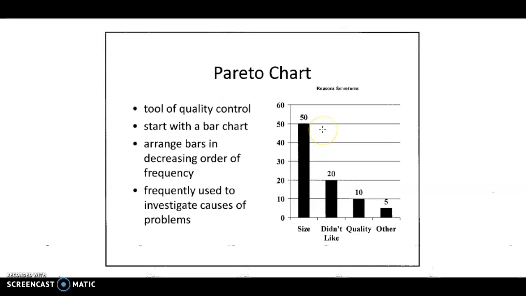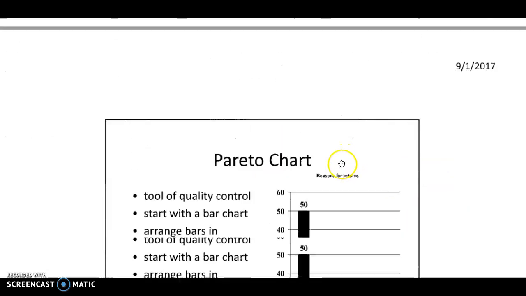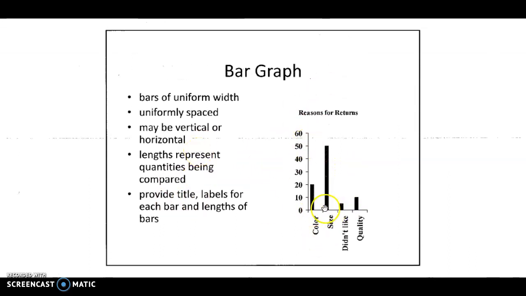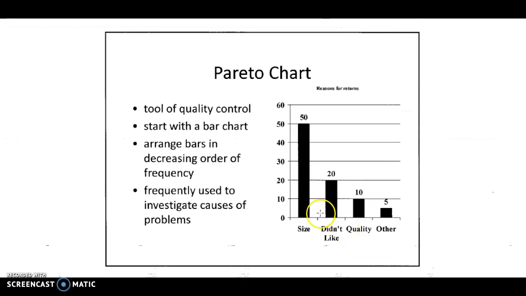A Pareto chart is a bar graph that goes in descending order. You start with the biggest one first, and then you put everything smaller after that. So 50, 20, 10, 5. So it's a bar graph that goes in order. So I could make this into a Pareto chart by putting size first, then color, then quantity, then didn't like. So just be aware of that.